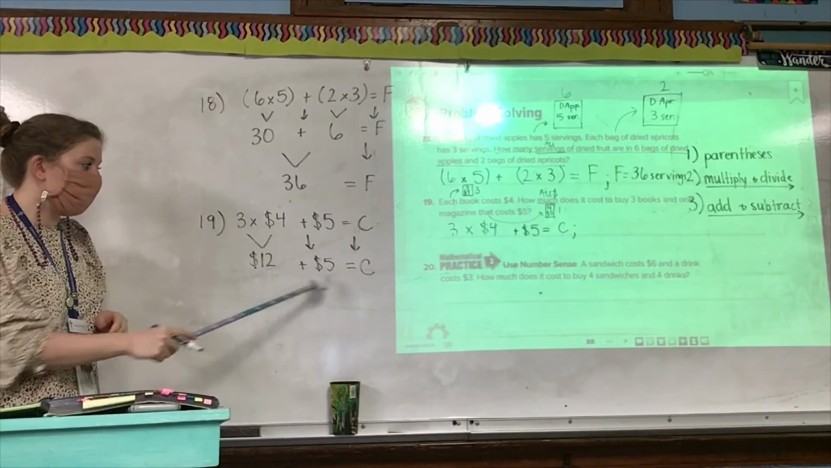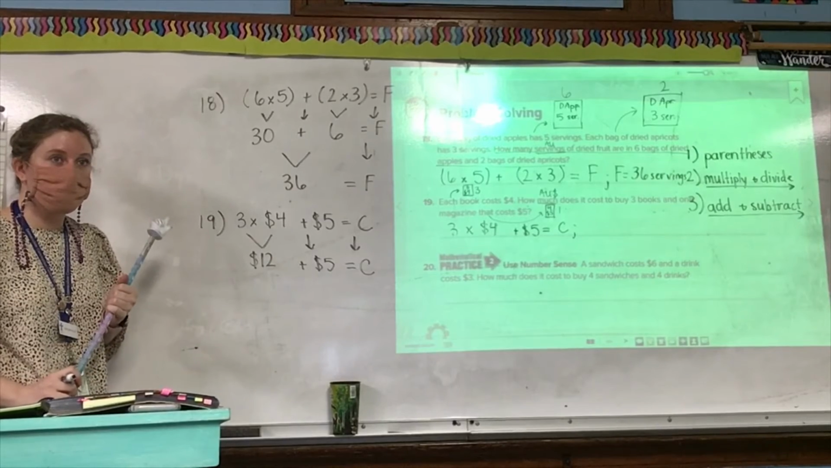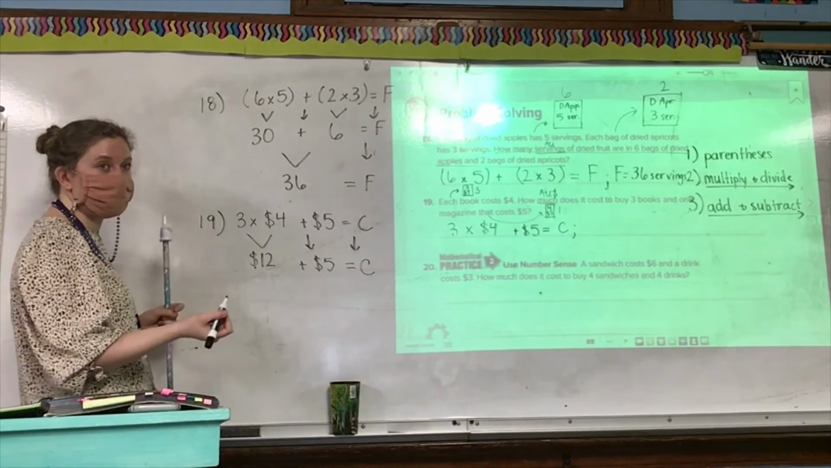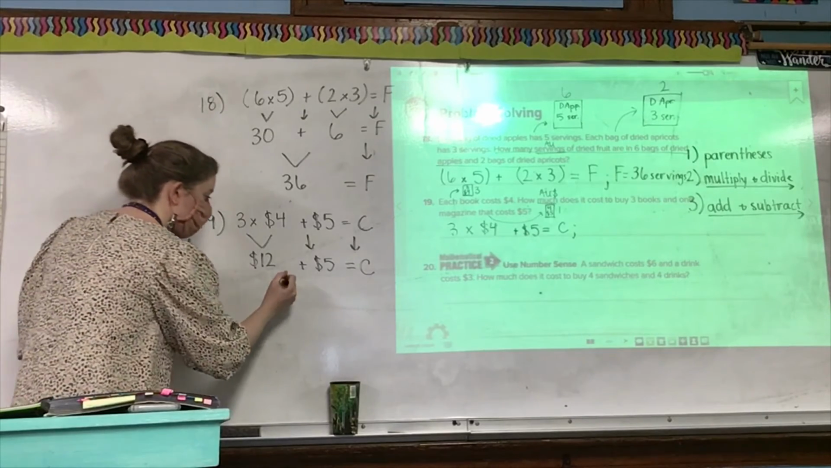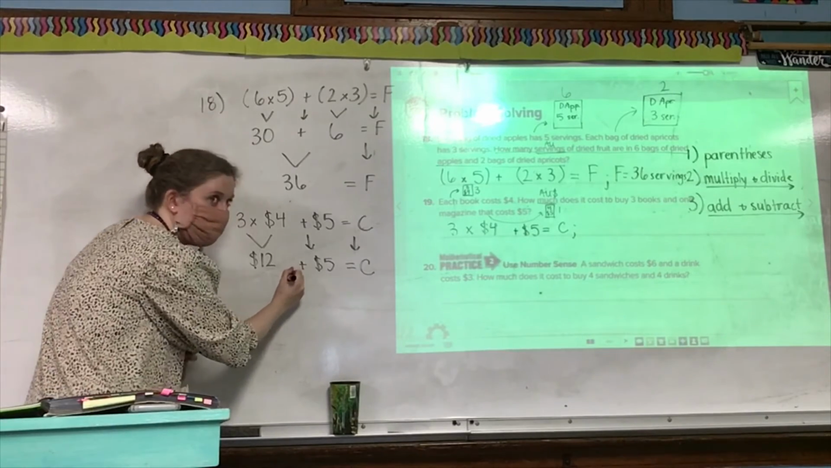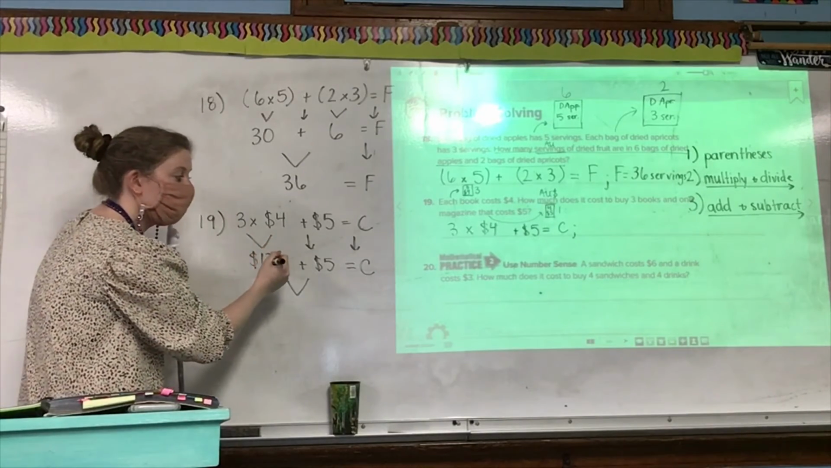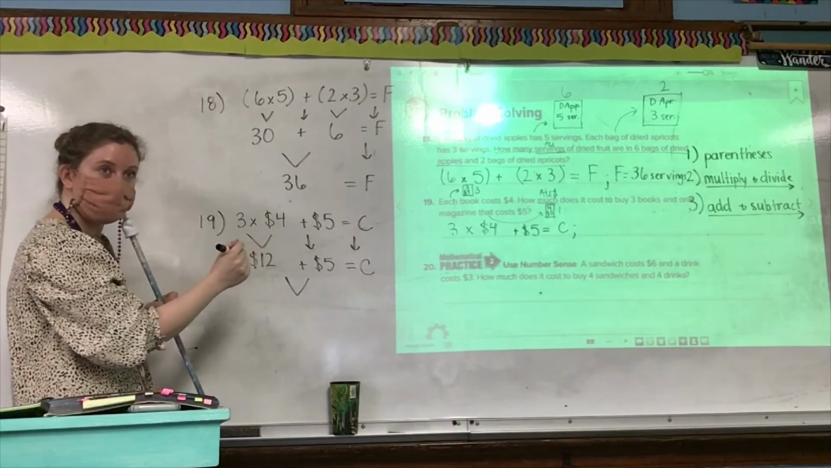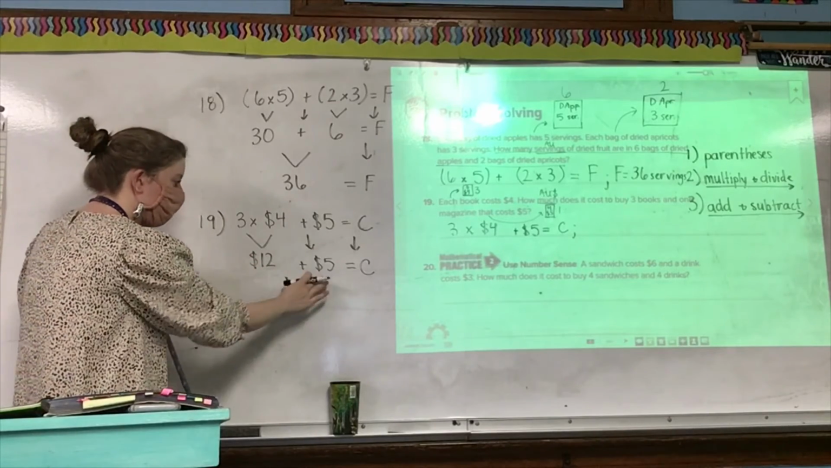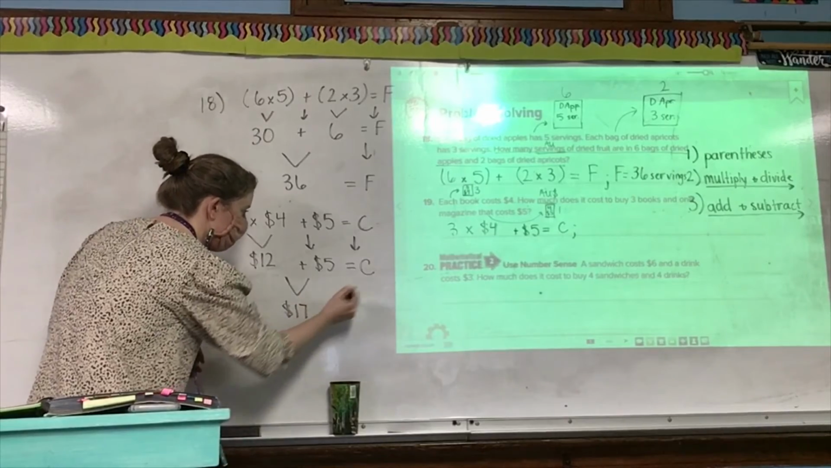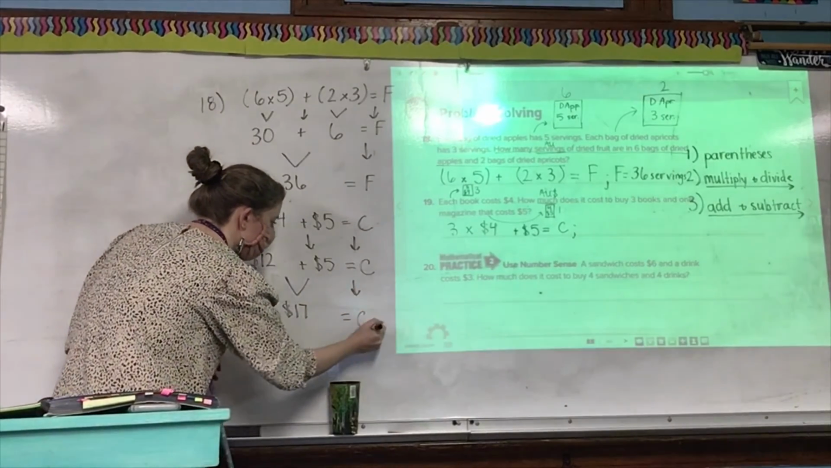Now I only have one operation, but do I have a line here after the equal sign? No, so I need another caret, right? Where does my caret go? Under $12 plus $5, equals $17. $12 plus $5 is $17. I bring down what's left, which is equals C.